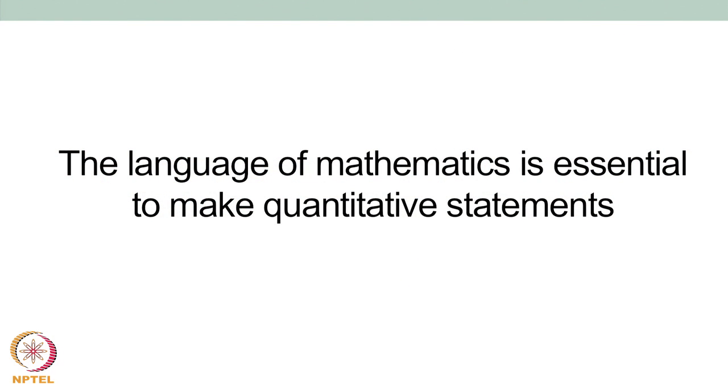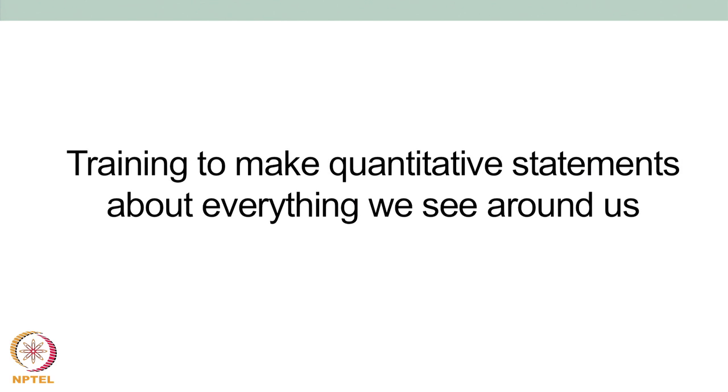As I said, mathematics is like a language, and the language of mathematics is essential to make quantitative statements. These things we know, and we need training to make quantitative statements about everything around us. Repeat, we need to train our brain to make quantitative statements about things that we see around us. We need to think about the things that we see around us in a quantitative manner. Often we see things around us and we understand them, but how to express that in a quantitative way is something that we have to train, and that training is a part of this course.